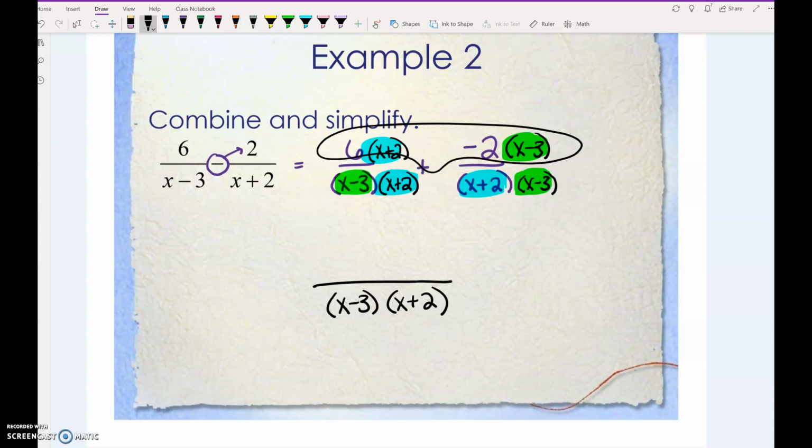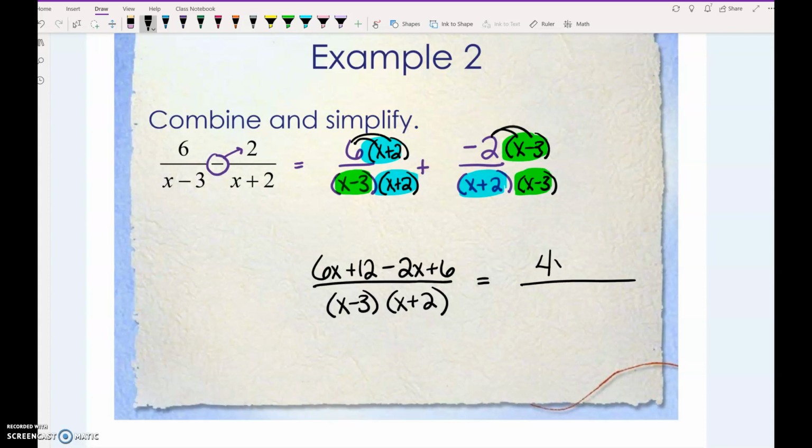combine the top. What do you think we need to do with this 6? We need to distribute, so 6x plus 12. And what should we do with that negative 2? Distribute, negative 2x plus 6. And then, any ideas? Combine like terms. We've got 4x plus 18 on the top, and our denominator is still x minus 3, x plus 2.